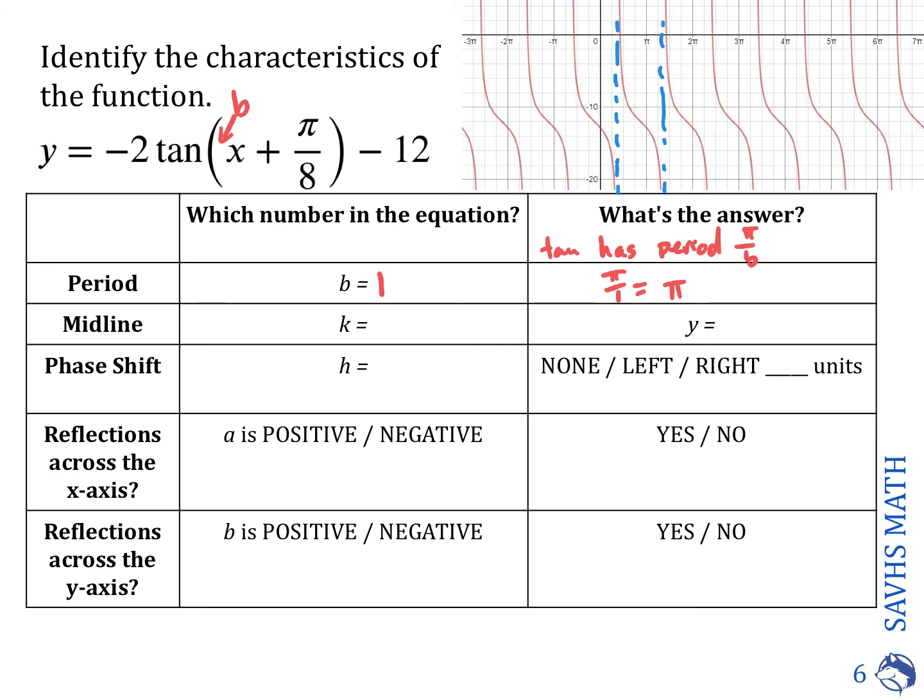Great. Okay, the midline, we're going to look at our k, and our k here is negative 12, so that means that our midline is at y equals negative 12.